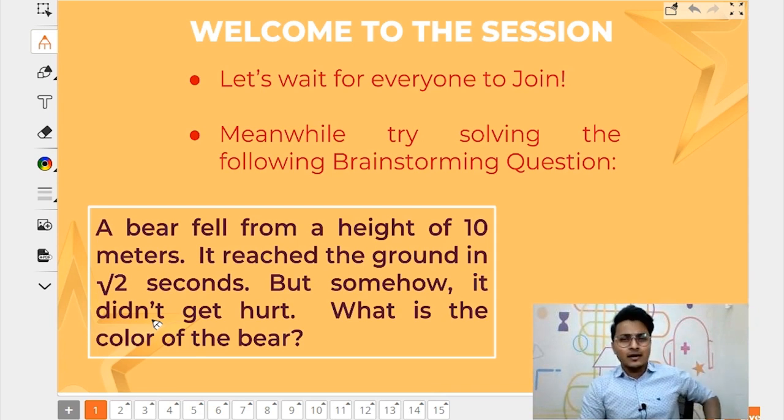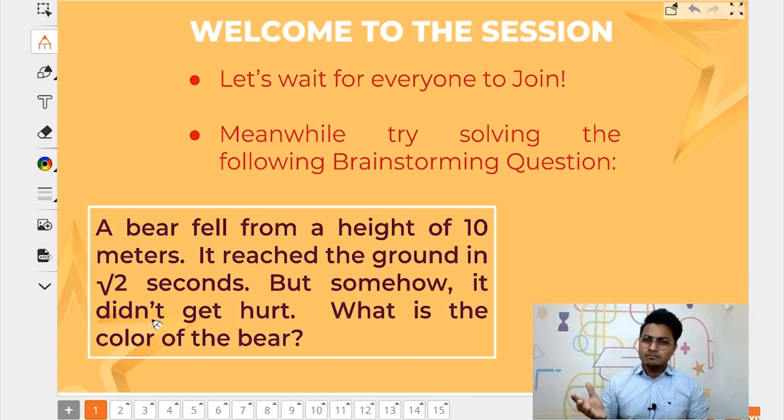Let's solve this question. A very important question. It is also related to the chapter motion. By the way, just in case you couldn't understand, go for the question. The question states that a bear fell from a height of 10 meters. It reached the ground in √2 seconds. But somehow it didn't get hurt. What is the color of the bear?